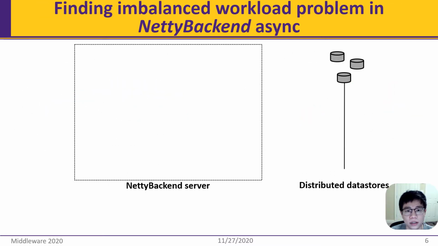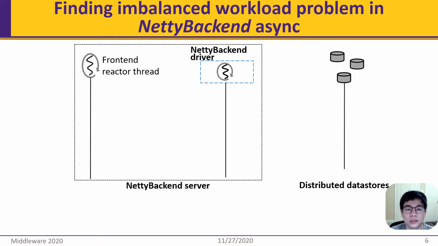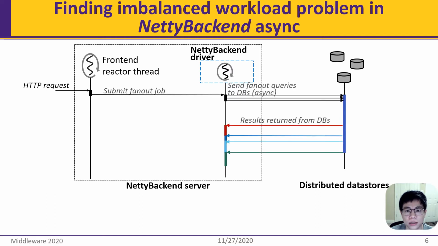The native backend server employs one reactor thread in the front end to manage all connections from upstream clients, and one reactor thread in the backend to manage all connections to the downstream datastores. After receiving HTTP requests from upstream clients, the server uses the backend reactor thread to send fanout queries to datastores and collect the results returned from them, which means the single reactor thread can monitor and handle all events from downstream datastores.